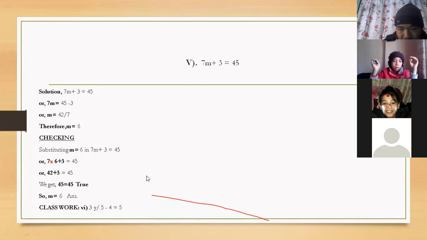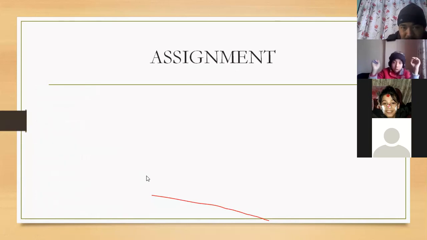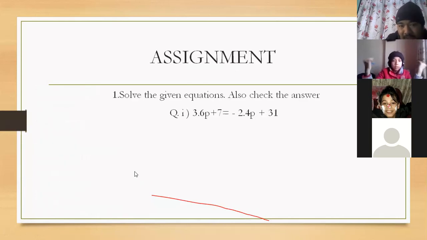Yes, sir. Then sir, in the second part, what to do? This is your answer. Five. And you have to show this assignment. Okay, now do the assignment.